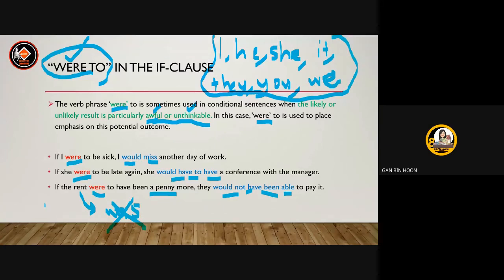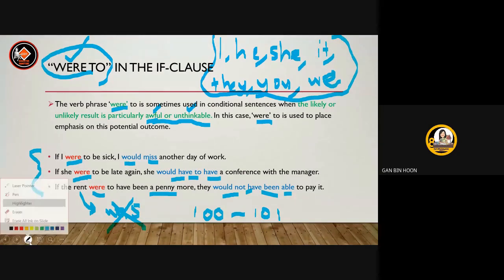So tak logik, right? A penny means sikit ni, right? RM1. Takkan sewa dia, kalau sewa rumah adalah 100, awak mampu bayar. But now dia jadi RM101. So tak mampu bayar. So situasi ni tak logik. Am I right? So if you have unlogical situation, you can use were.